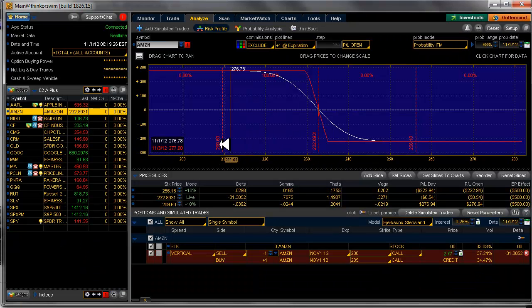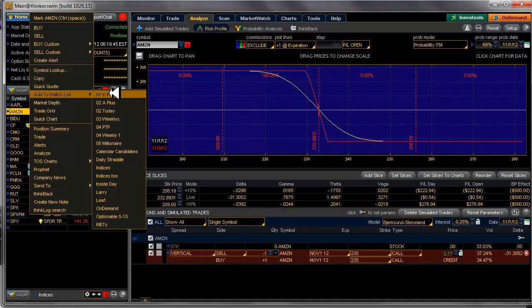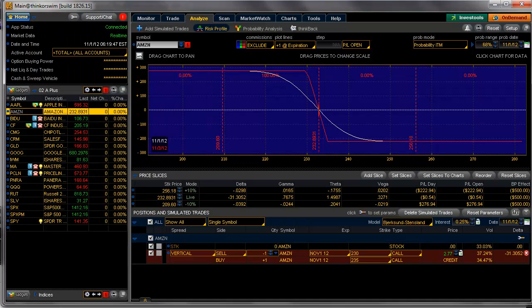So I'm going to leave this for today. And what I do is I put this in my in-play watch list, which is what I watch during the day. So I right-click on the symbol here, and I say Add to Watch List in Play. So now I'm going to be watching that one today.